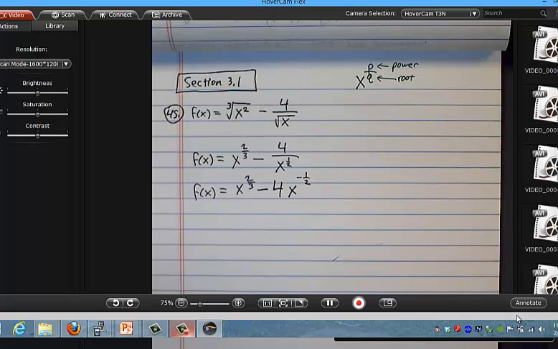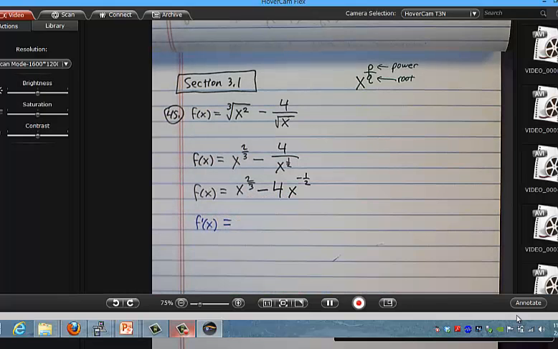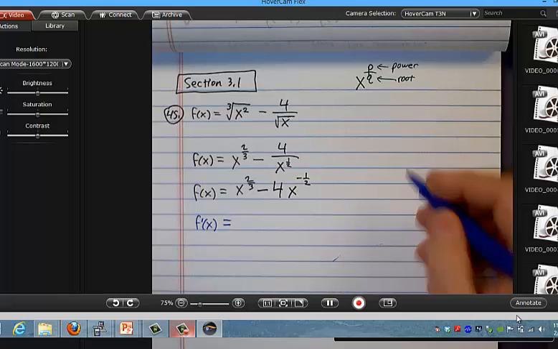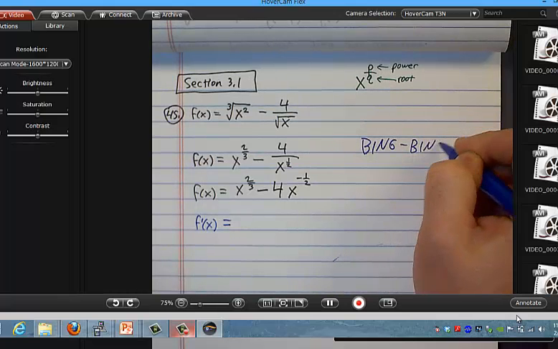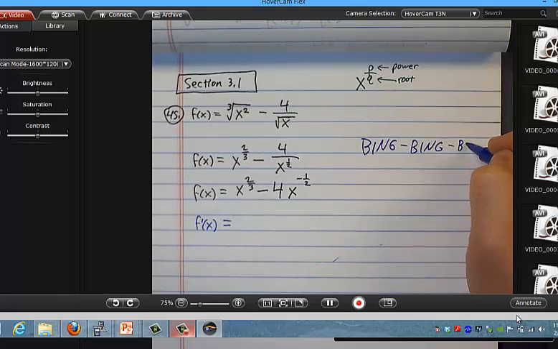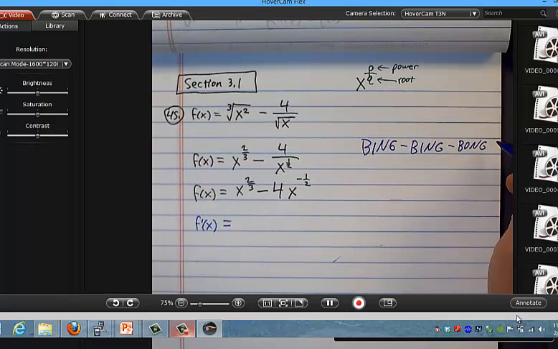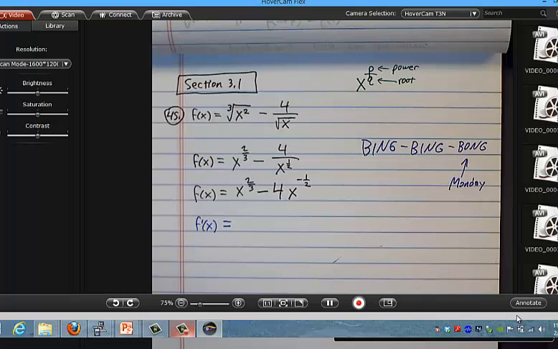So the derivative, f prime of x, well, you guys know the rule, right? What's the rule? Bing, bing? Well, really, the rule is bing, bing, bong. But that's Monday. On Monday, we'll learn the full rule. But so far, all the problems I've done, bing, bing, we've gotten away with.